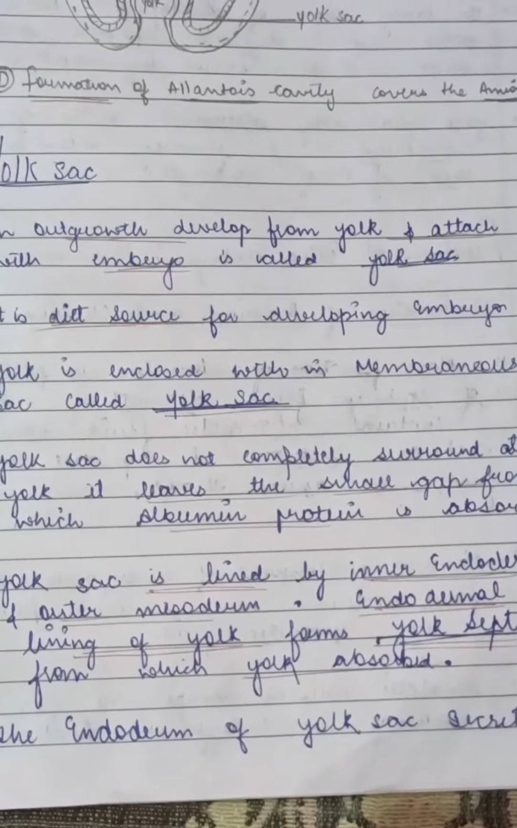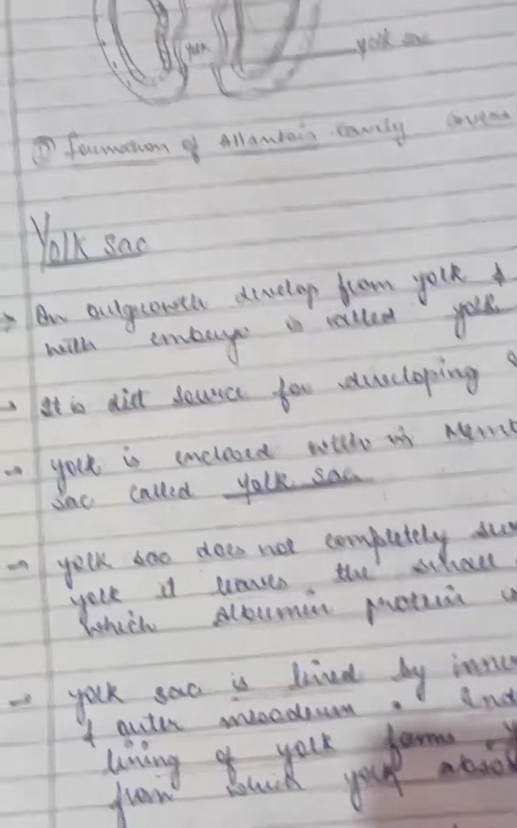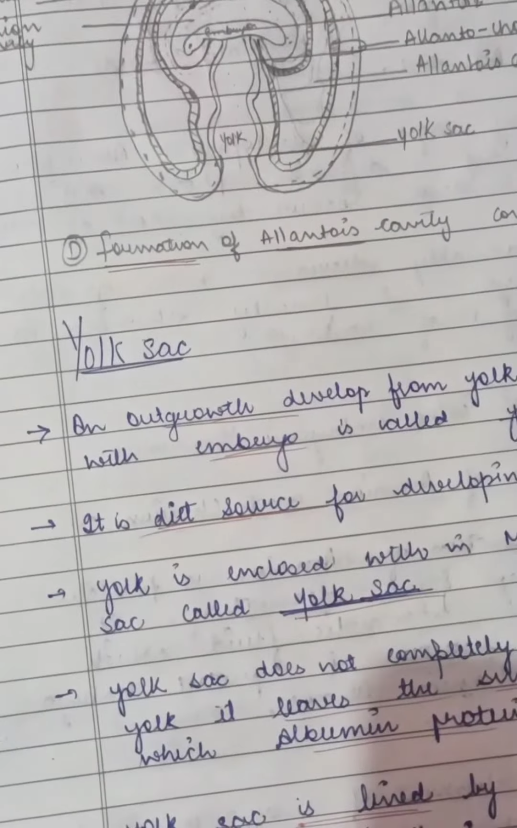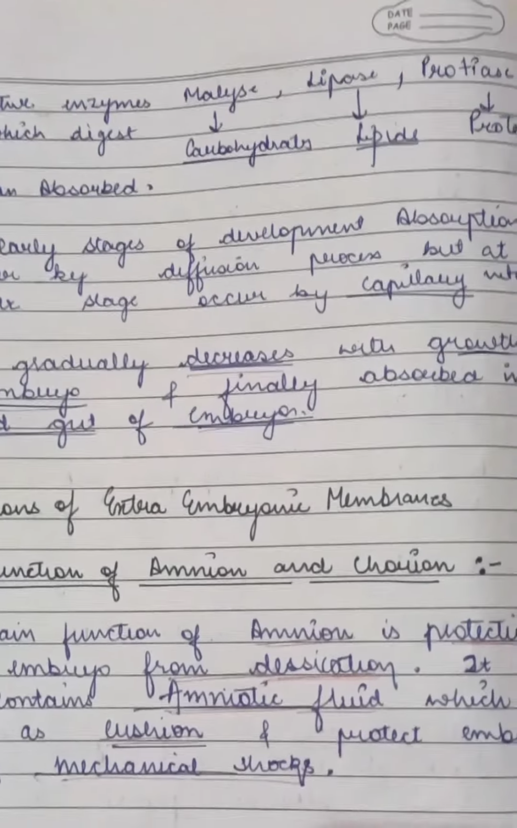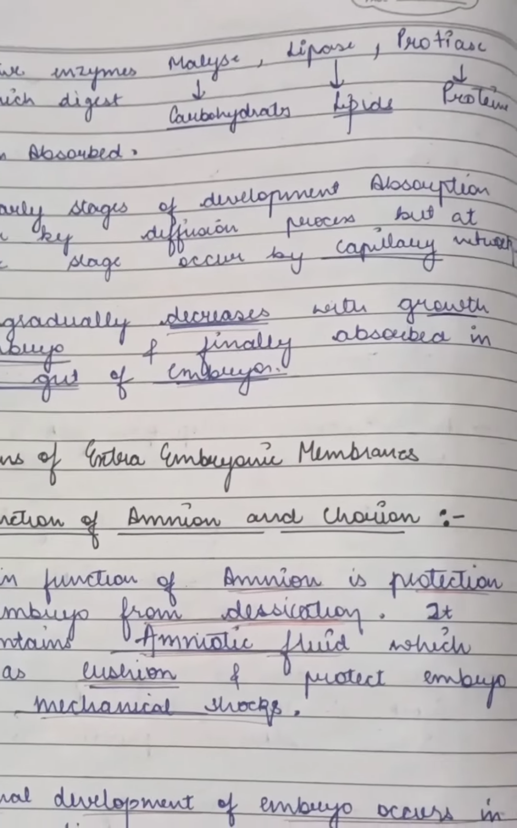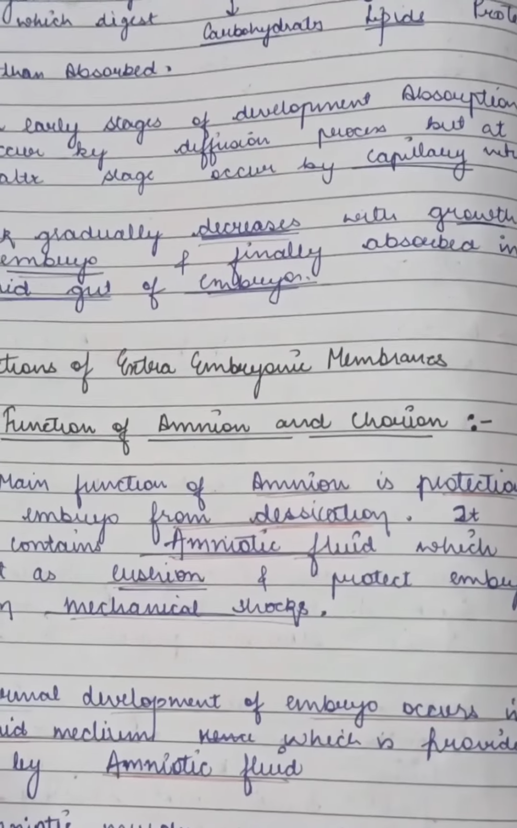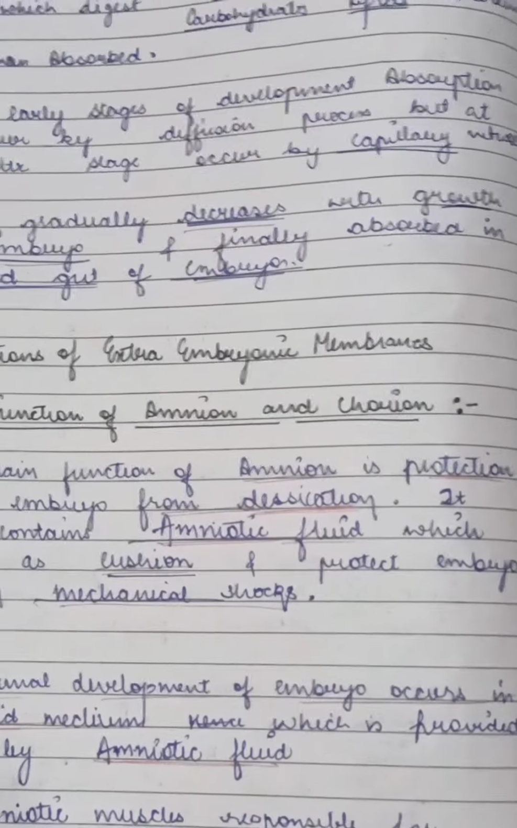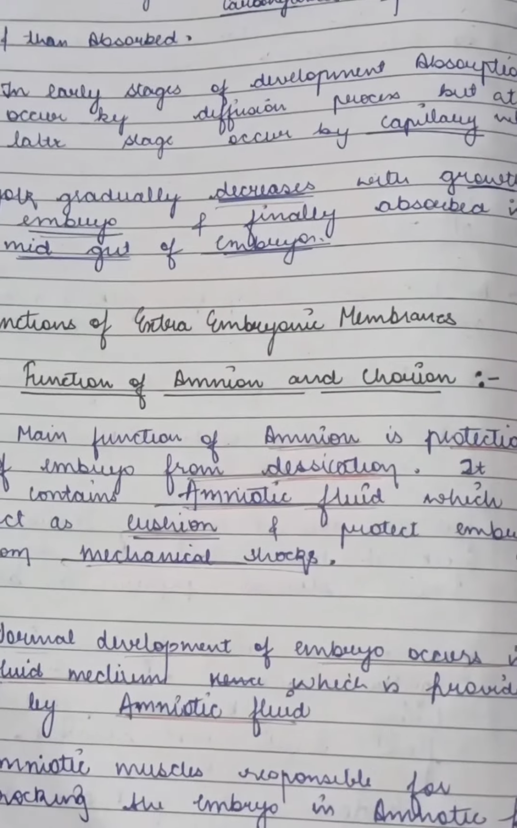The yolk sac secretes digestive enzymes like amylase, lipase, and protease. Amylase digests carbohydrates, lipase digests lipids, and protease digests proteins, and after that they get absorbed. The absorption takes place by diffusion, and in later stages by the capillary network. As the yolk is absorbed, it decreases with the growth of the embryo and is finally absorbed in the midgut of the embryo. The yolk decreases.